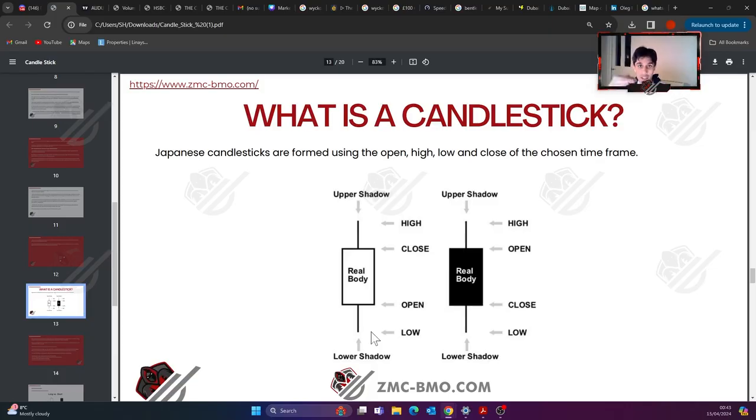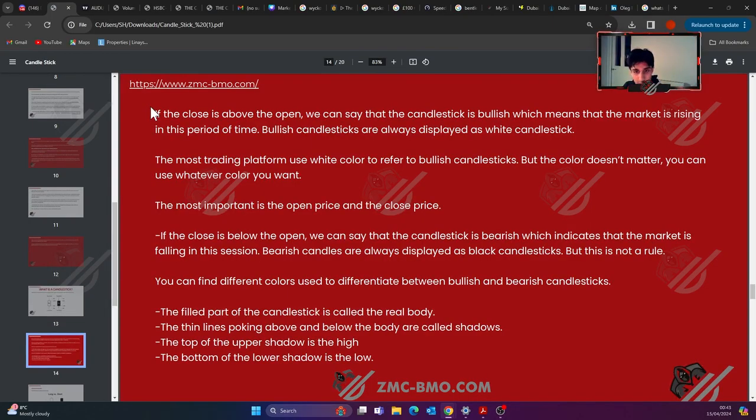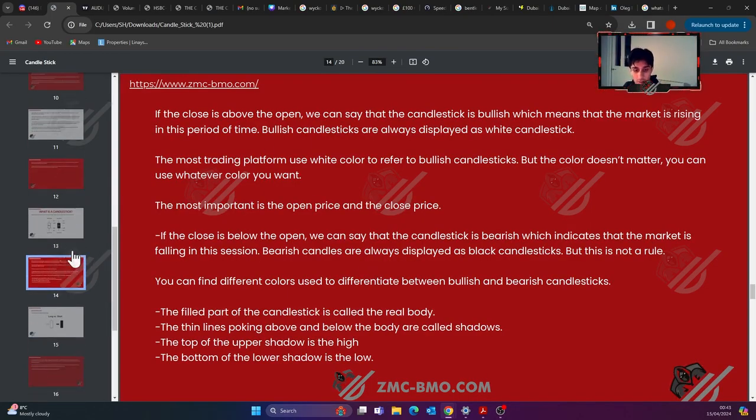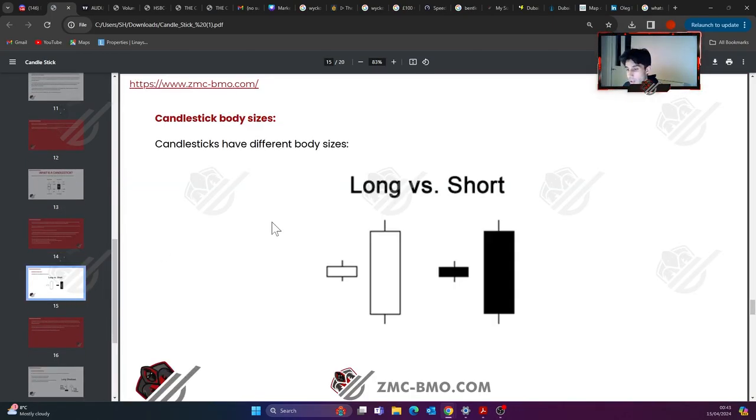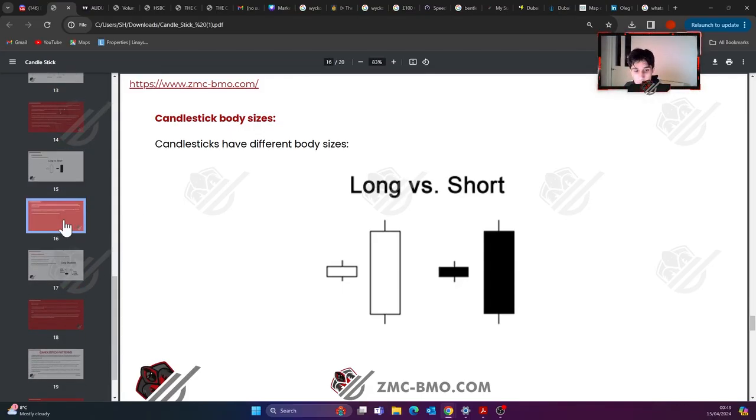So again, you have buyers and sellers fighting it out. Vice versa to a selling candle. Bullish, selling, bearish. All right. Again, I go over it here. You can take time and read all of this. And long versus short. Again, you may have different sizes, different shapes of candlesticks, but the majority we do go through in here.